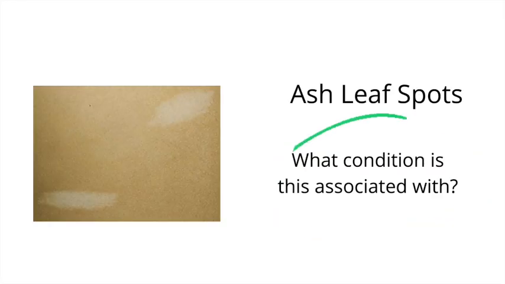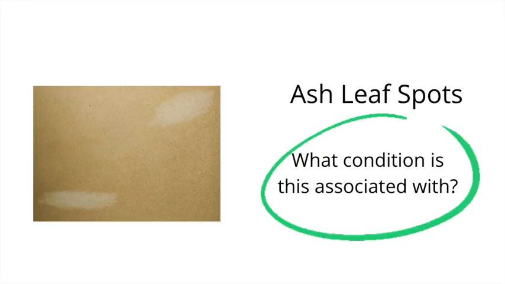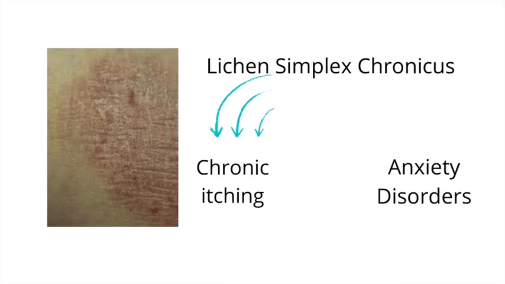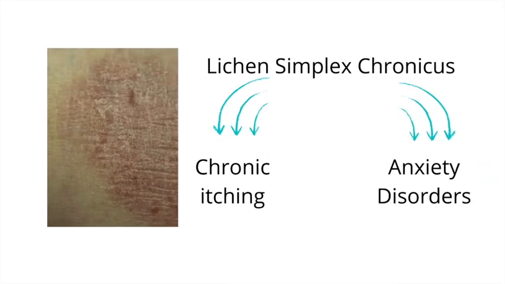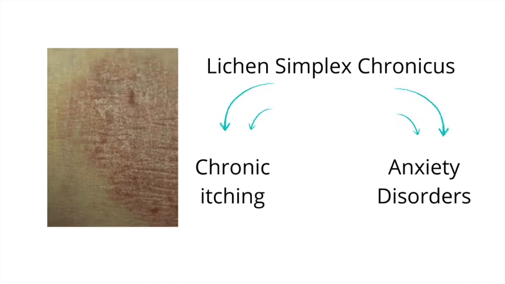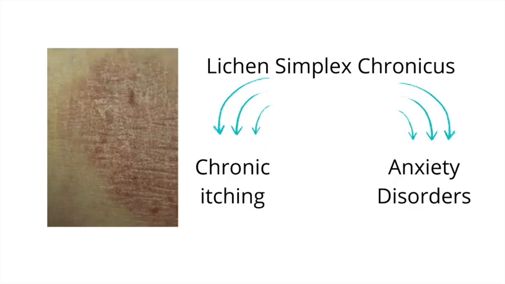Lichen simplex chronicus. This is a neurodermatitis. It has the features of thickened, excoriated plaques, and this is caused by persistent itching and rubbing. It's very high yield that it's associated with anxiety disorders. It typically occurs in areas that are very easy to reach.